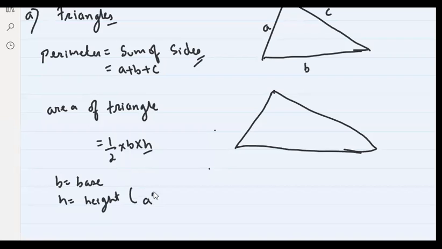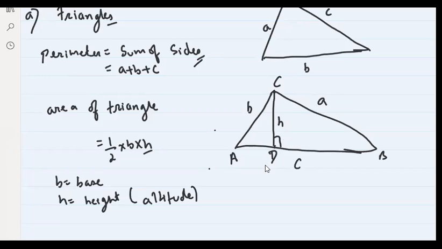Height is basically altitude. Now think about this. Suppose we have a triangle ABC. This is A, this is B, this is C. Now suppose I draw a line like this, and this is D or this is H. So here, which is your base? Tell me, which is your base? In this triangle, if CD is height, then which is your base?